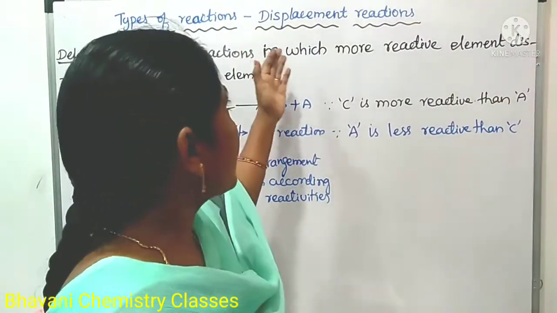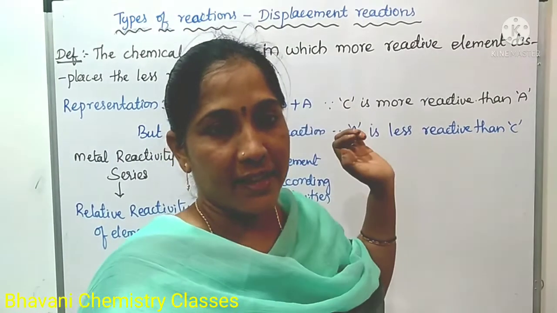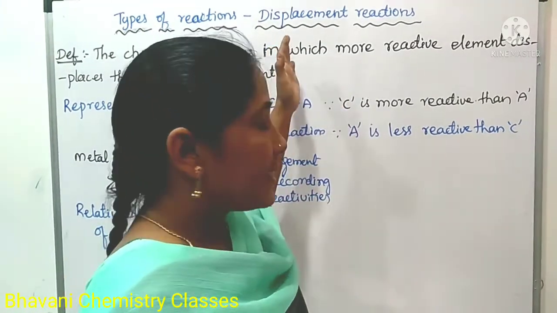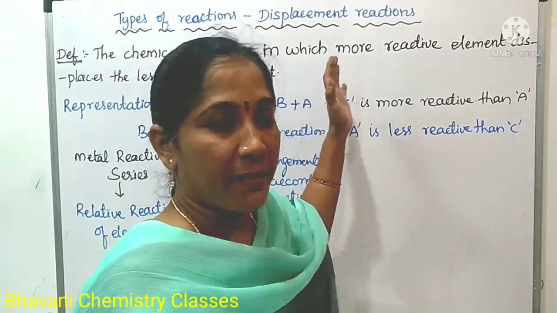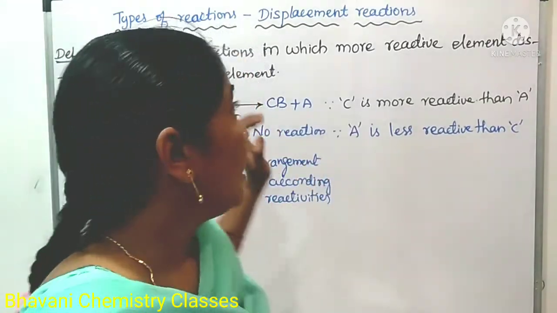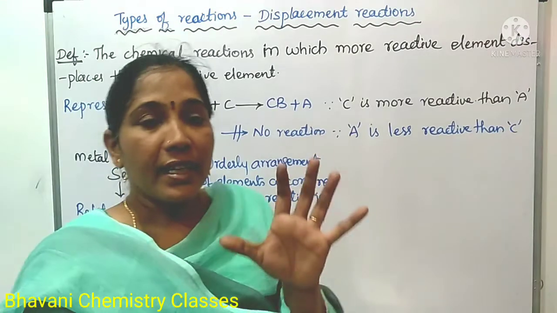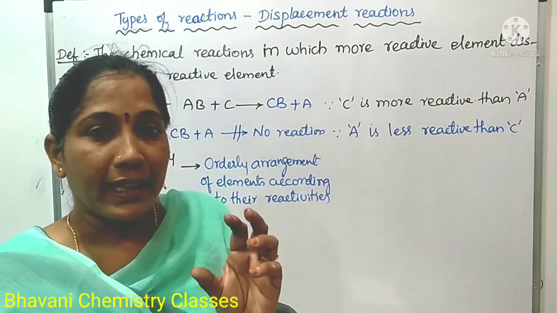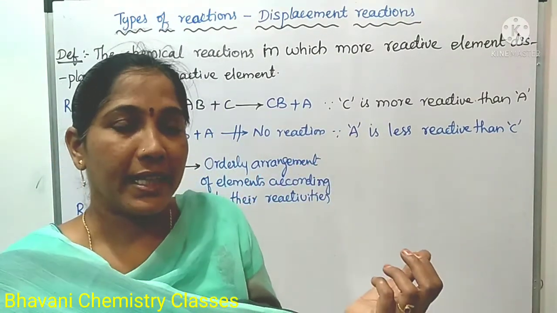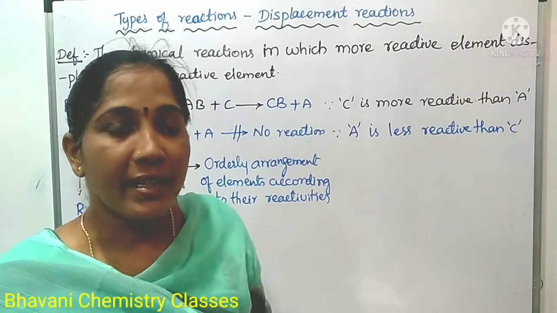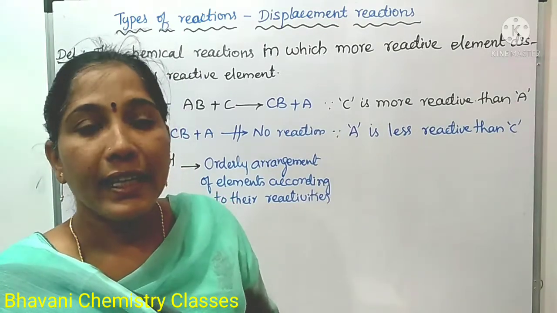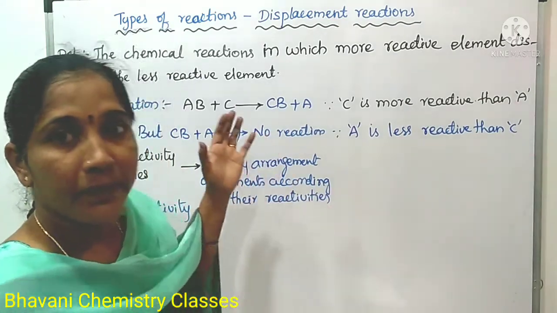Today we are going to discuss displacement reactions. Displacement reactions are one of the types of chemical reactions. What is a displacement reaction? In a chemical reaction, if one element displaces another element, then that type of reaction is known as a displacement reaction.